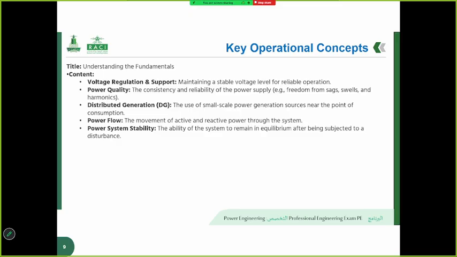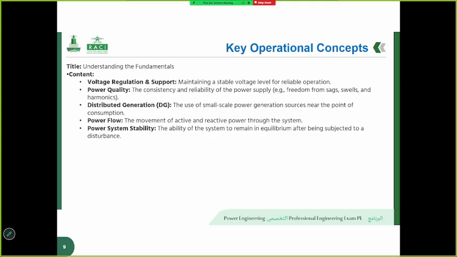However, it also introduces challenges related to grid management, stability, and control, as power can now flow in multiple directions. So this is another issue we call hosting capacity.